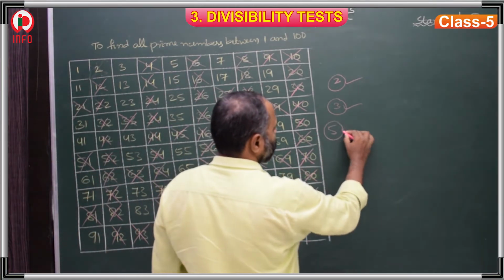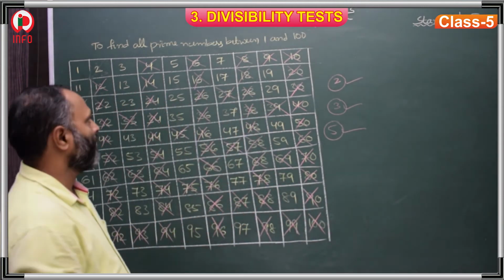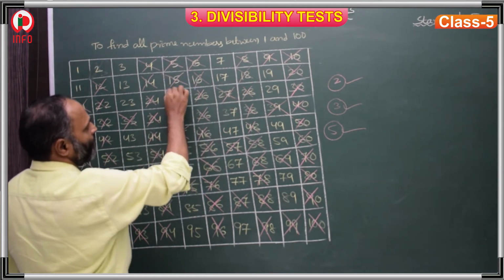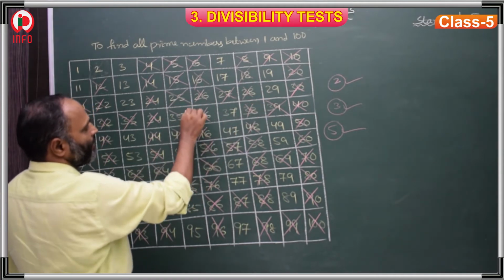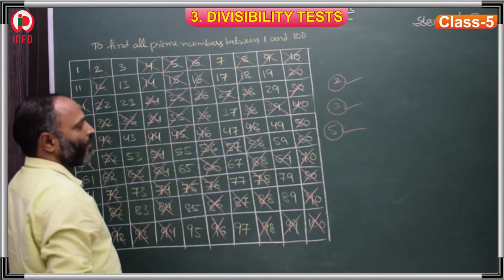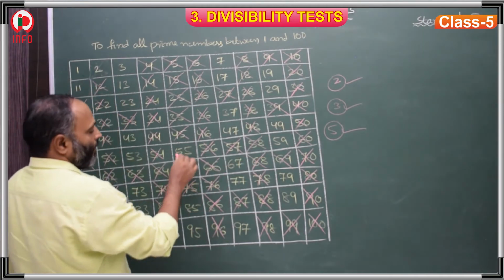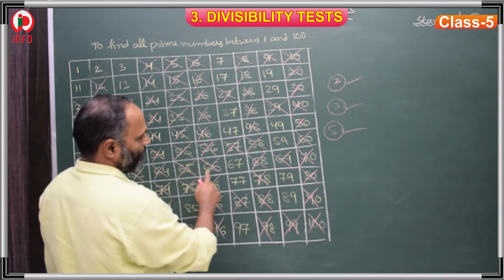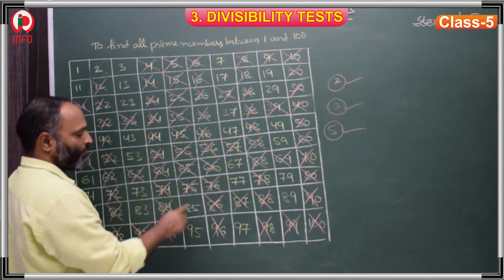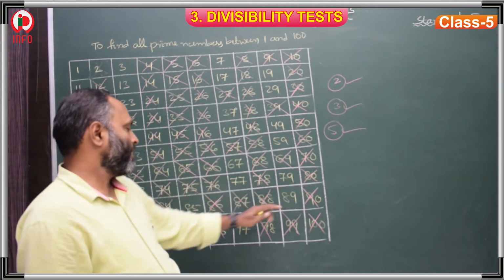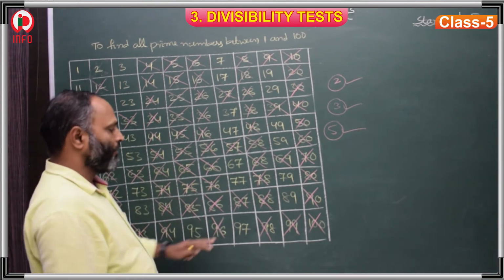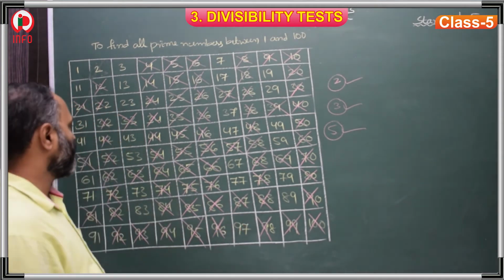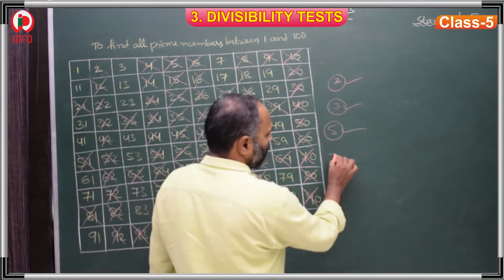The 5 table, after the 2 table and 3 table. 5 1s are 5, 5 2s are 10, 5 3s are 15, 5 4s are 20, 5 5s are 25, 5 6s are 30, 5 7s are 35, 5 8s are 40, 5 9s are 45, 5 10s are 50, 5 11s are 55, 5 12s are 60, 5 13s are 65, 5 14s are 70, 5 15s are 75, 5 16s are 80, 5 17s are 85, 5 18s are 90, 5 19s are 95. Then 5 is over.